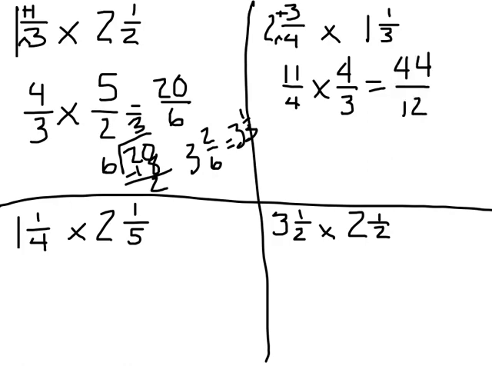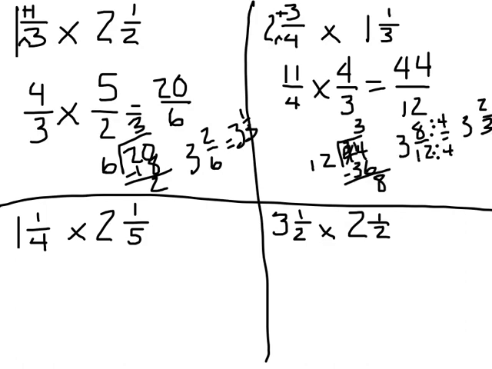It's 44/12. Now I can divide to change that into a mixed number. When I divide 44 divided by 12, what mixed number do I get? 12 goes into 44 3 times with 8 left over, so I get 3 8/12. When I simplify, that becomes 3 2/3.